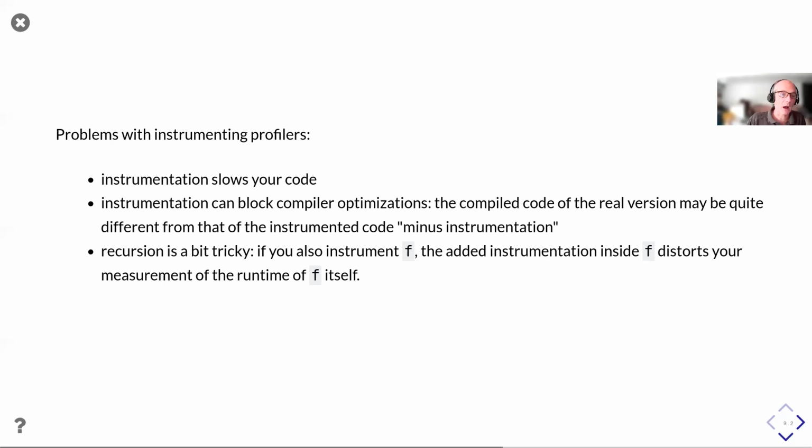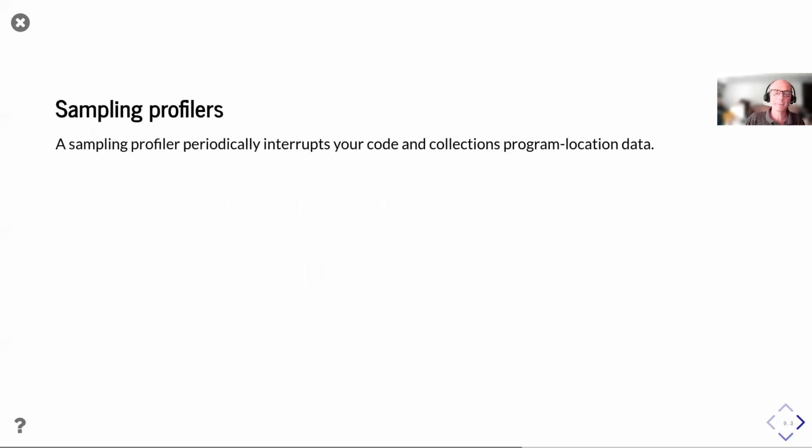And a final problem, it's handleable, but any time you want to recurse and do instrumentation inside of a function call that has instrumentation around it, it gets a little complicated to subtract out the cost of the instrumentation itself. So for that reason, I think much of the world has moved on to a different style of profiler, and that's called a sampling profiler. What happens there is that it will periodically interrupt your code and collect program location data about where you are.